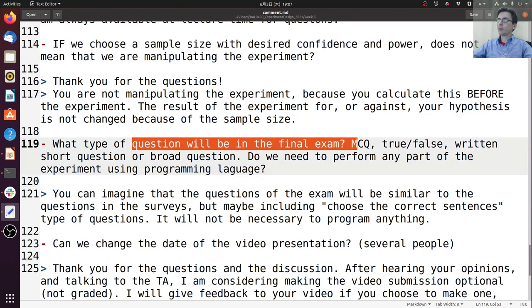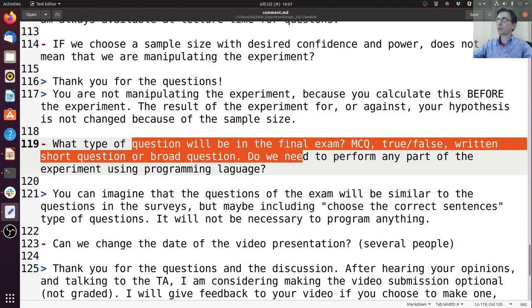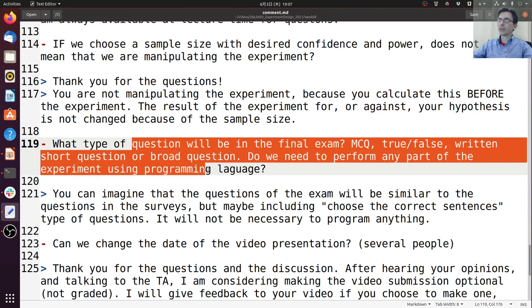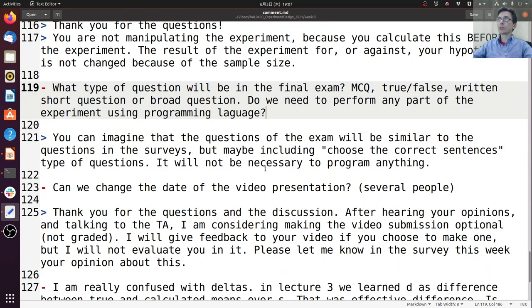What type of question will be in the final exam? MCQ, true, false, written short question, or broad question? Do we need to perform any part of the experiment using programming language? So the final exam will be very similar to the questions that I ask in the short surveys, okay? So the idea is like, define this, or in what situation would this be right? Or in what situation would this be wrong? What is the test that we use in this situation? So this is the kind of question that I will ask.